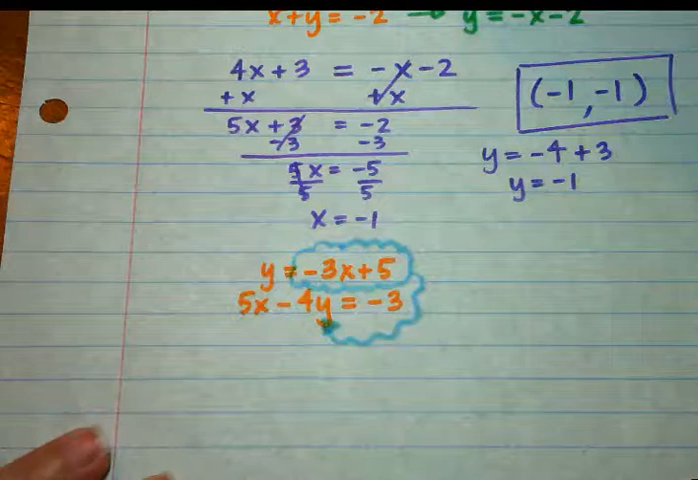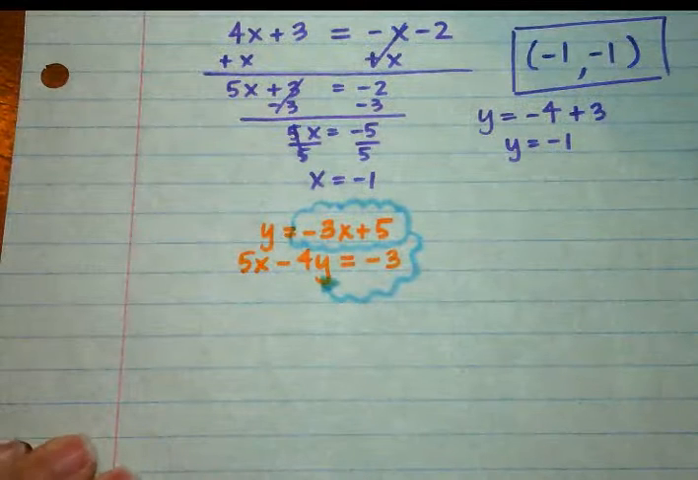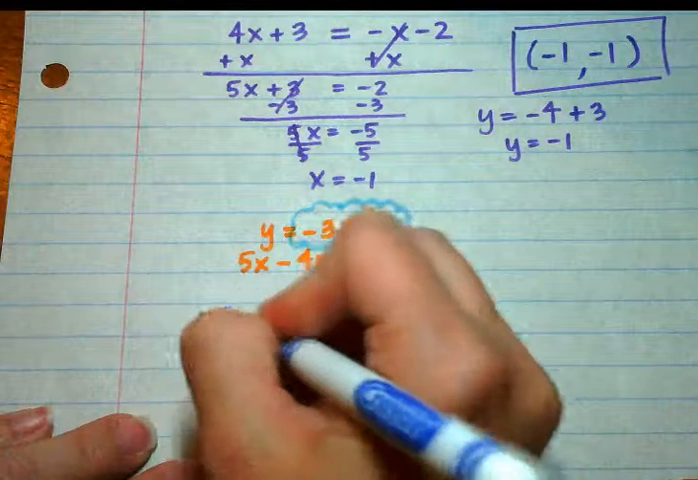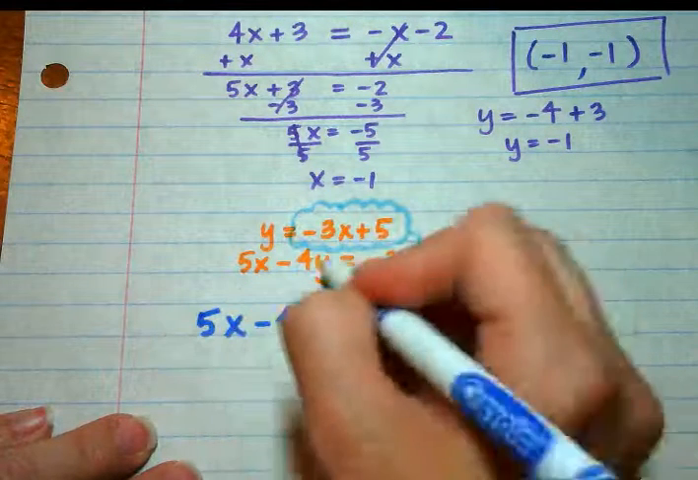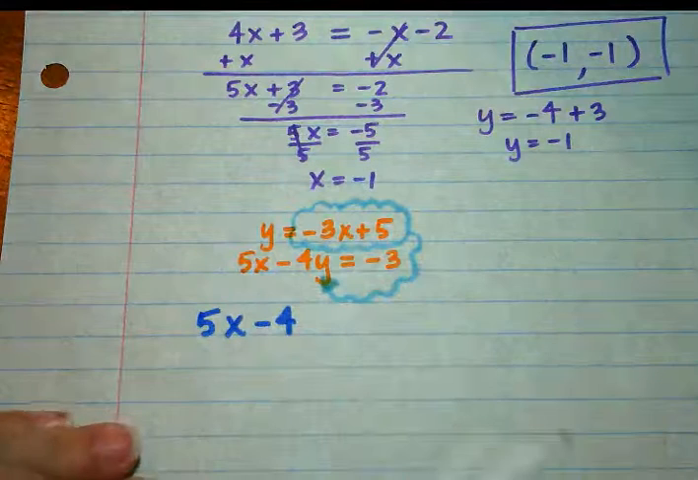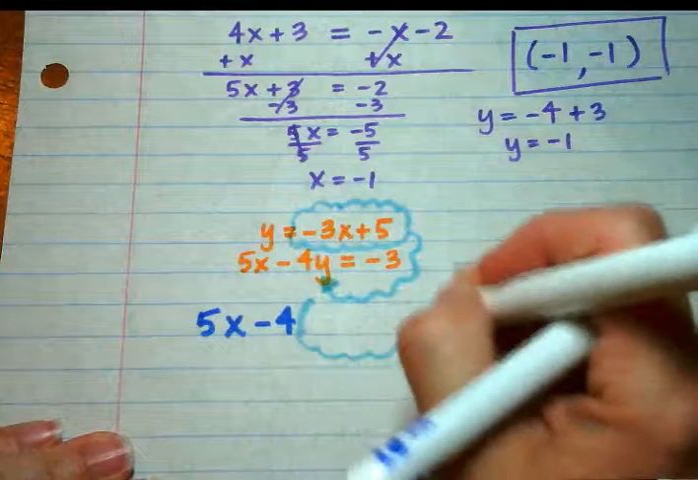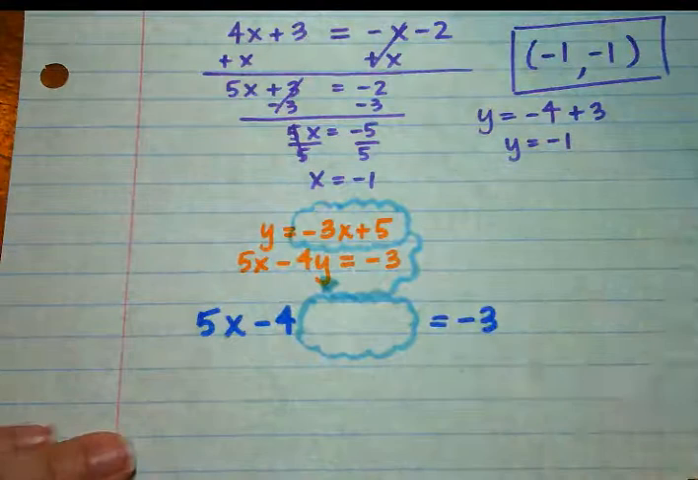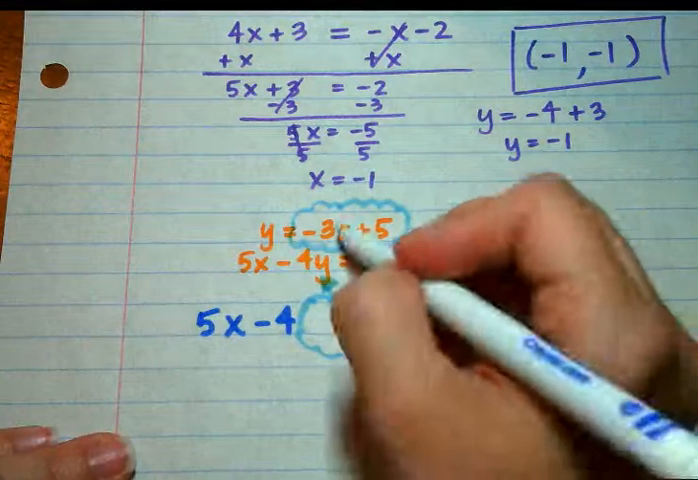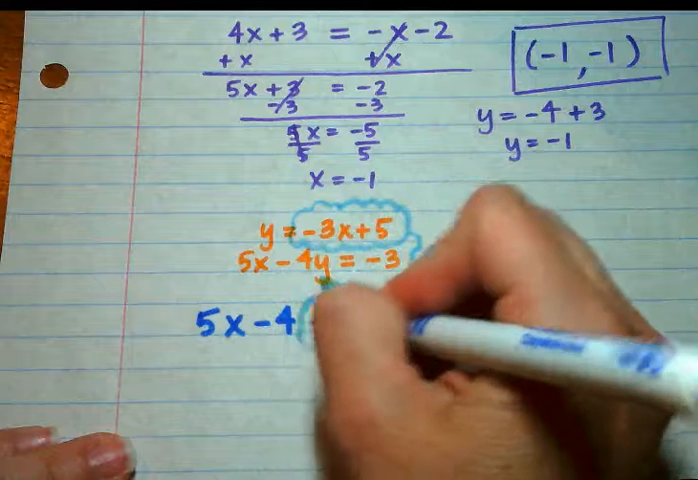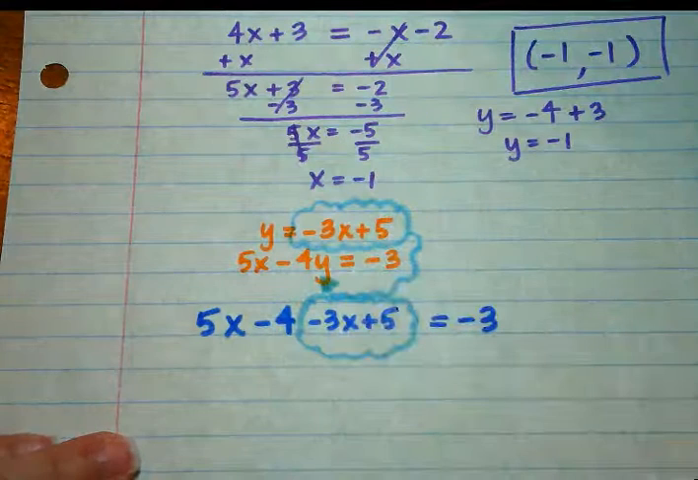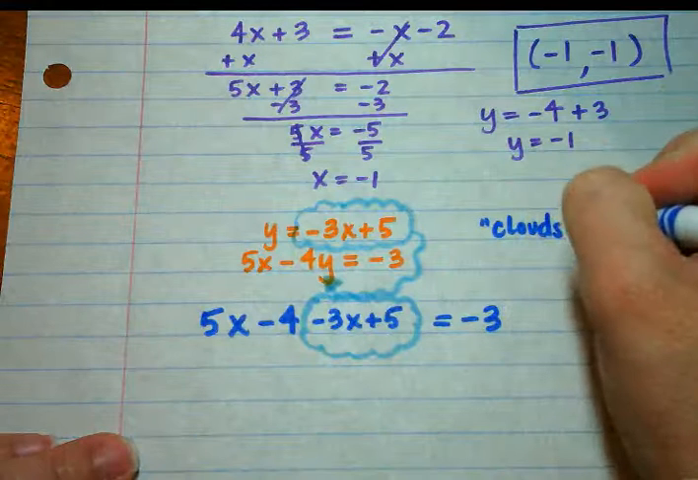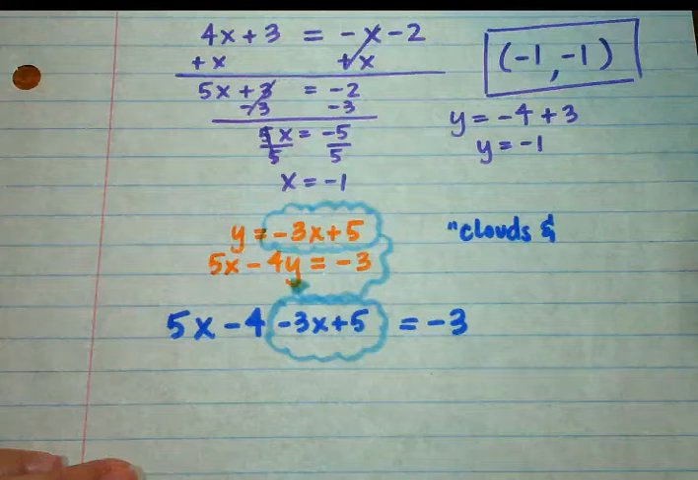If I rewrite this problem, I'm going to end up with 5x minus 4. And instead of y, I'm going to put this cloud, and then it needs to equal negative 3. Inside the cloud, I'm bringing in negative 3x plus 5. So this is the cloud part of my clouds. And now we're going to do the rainbow part.